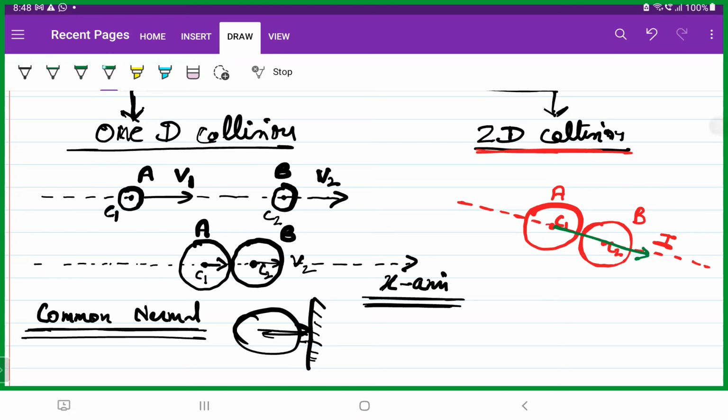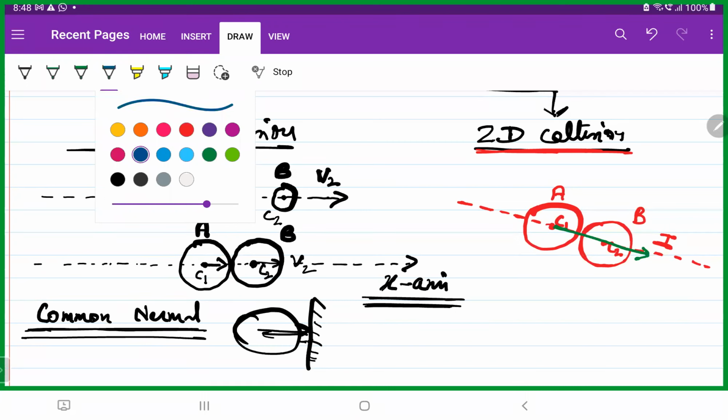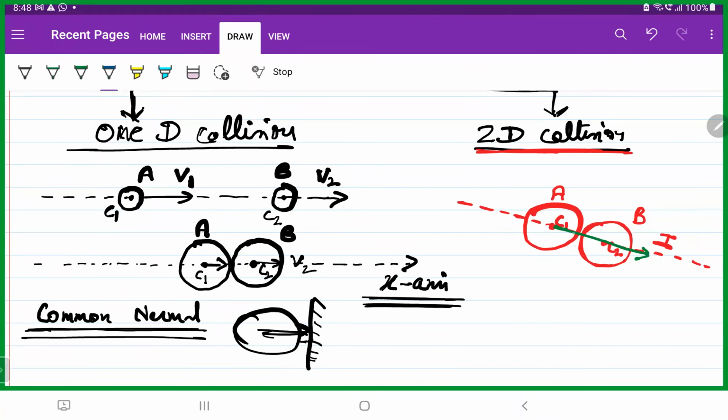And B will apply the same impulse on A, by using Newton's third law, we can say, along this direction. Basically, here also the same is happening. Impulse is applied by B on A and similarly A on B. Okay. So this impulse is applied along the same direction, C1, C2. So A will apply green impulse on B, B will apply the blue impulse.